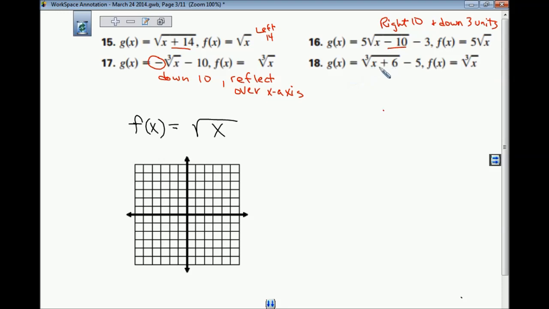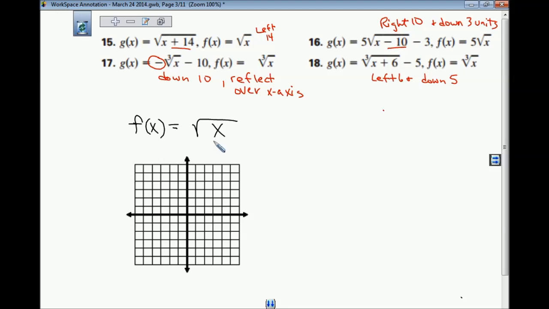All right. So, g of x equals this, and f of x equals this. So, what transformation happened to f of x? Left 6 and down 5. Okay. So, all of these are basically in our form where we can see the transformations very easily, aren't they? Well, we've got to figure out what to transform first. So let's go back and look at the parent graphs for these.